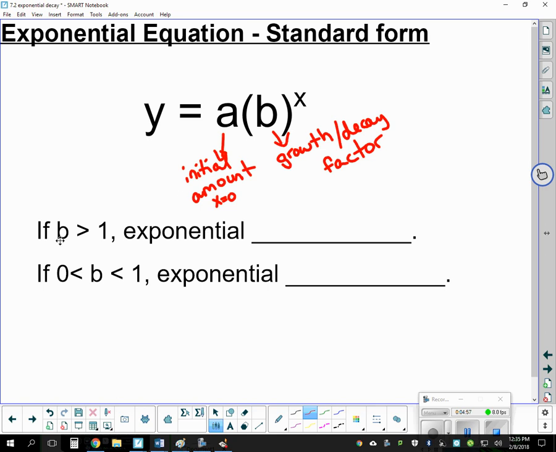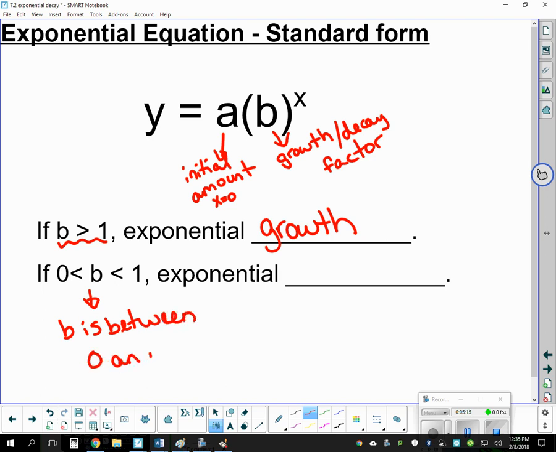And here's the rule. If b is greater than 1, it is exponential growth. If b is between 0 and 1, this is just fancy notation for b is between 0 and 1, it means b has to be greater than 0 but less than 1, then it's exponential decay.